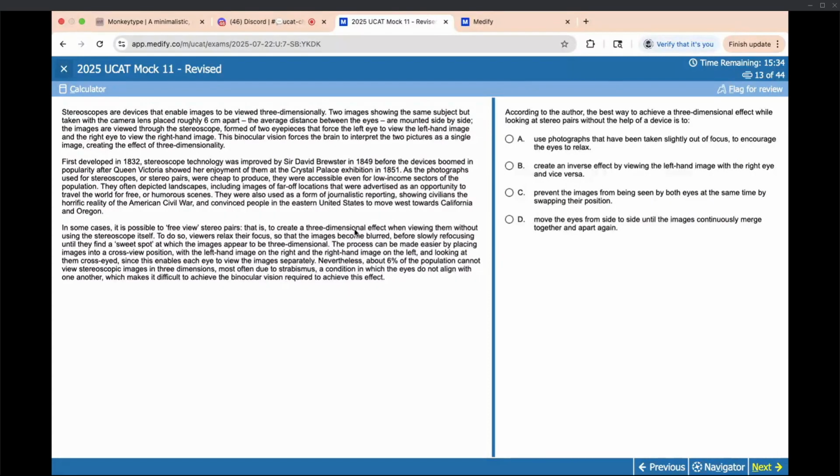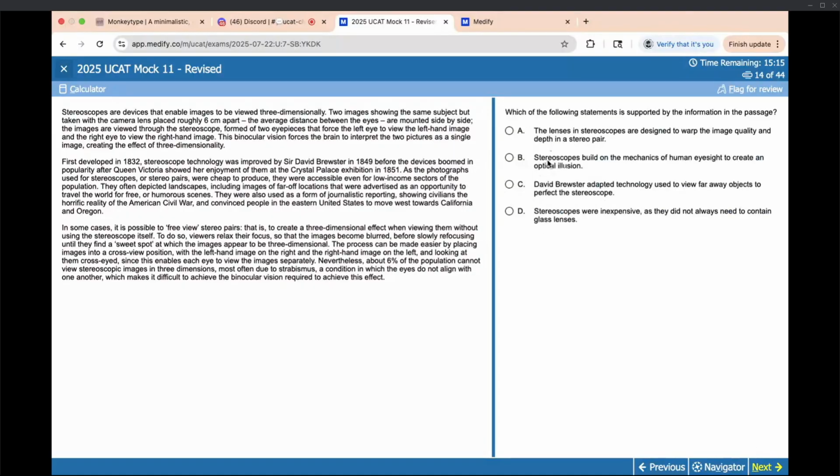Here, so three-dimensional effect without using the stereoscope itself. To do so, viewers relax their focus. So it made it easier. The cross-eye view position, so it's not this, not this. That's true. It's not aligned with one another. That's true.